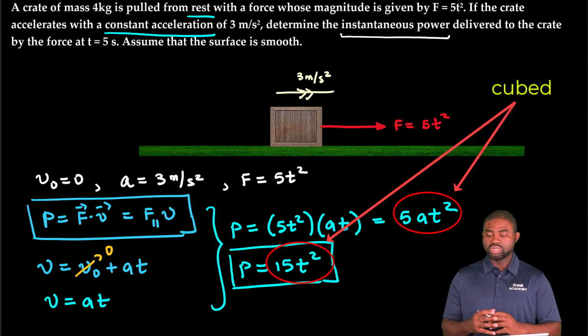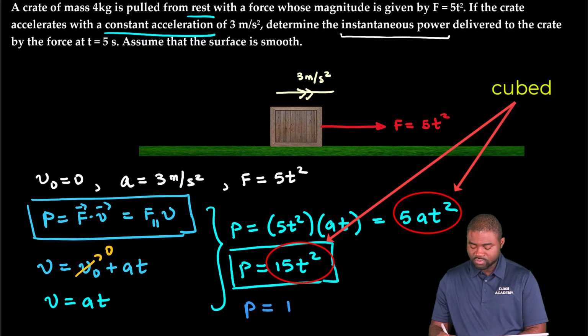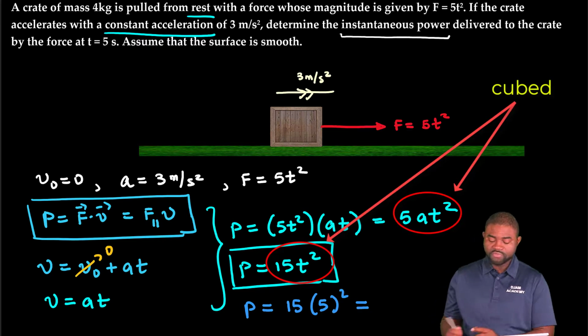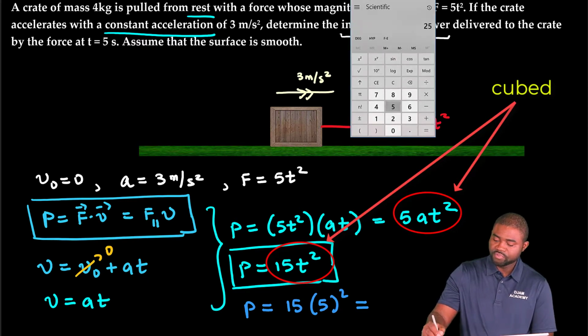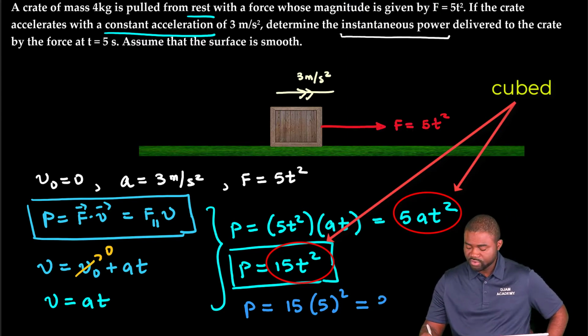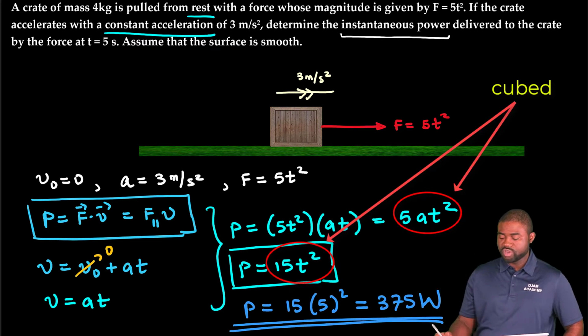But we want to calculate the value at a specific time, t equal to 5 seconds. So this would mean that P will be equal to 15 multiplied by 5 all squared. Now 5 all squared is 25. 25 multiplied by 15 gives us 375. So 375 watts, which is our answer.